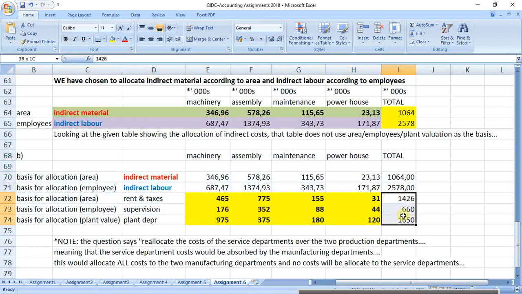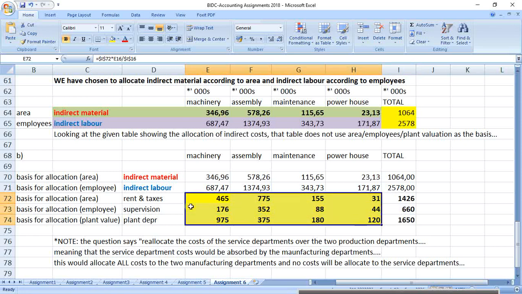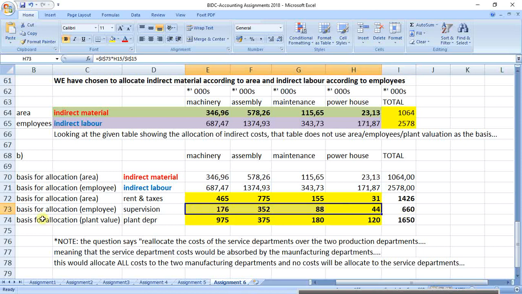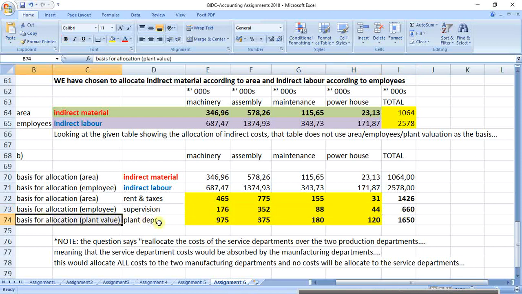This is apportioning these costs to those 4 departments based on area. So why am I using area for rent and taxes? Because it's rent. Because it's area, right? So the more space I have, the more cost I'll allocate. Supervision: who gets supervised? The employees. So I'm allocating the supervision cost, that total, to those departments. And then the base of allocation for the plant depreciation. Obviously, plant depreciation is based on plant value. If the asset is worth more, I'll have more depreciation, right? So that's what I've done.